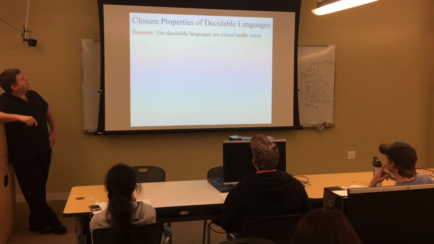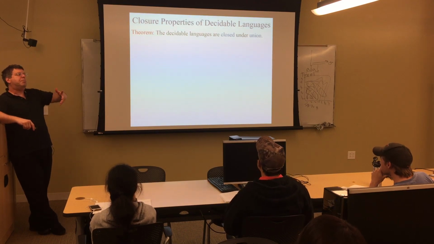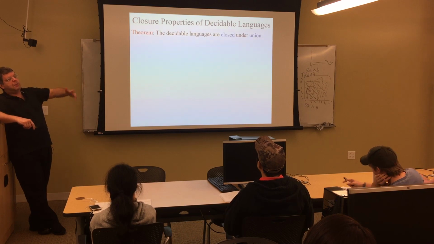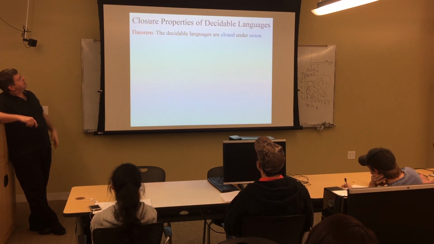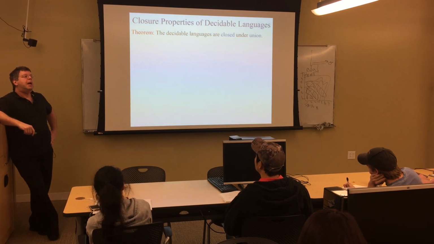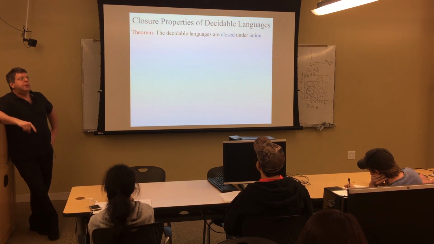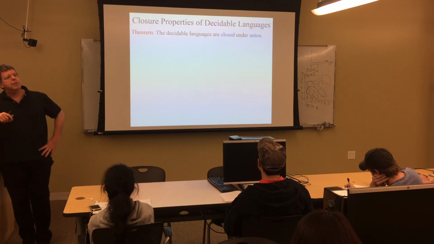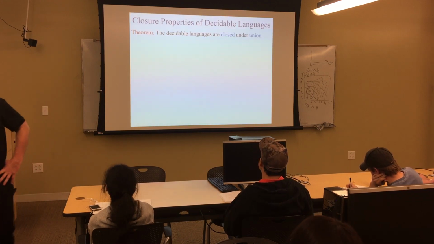So, closure properties of decidable languages. Just like we had closure properties of regular languages and context-free languages, now closure properties of decidable languages. Decidable languages are closed under union. How do you prove that? The union of two decidable languages is decidable. What's the proof?